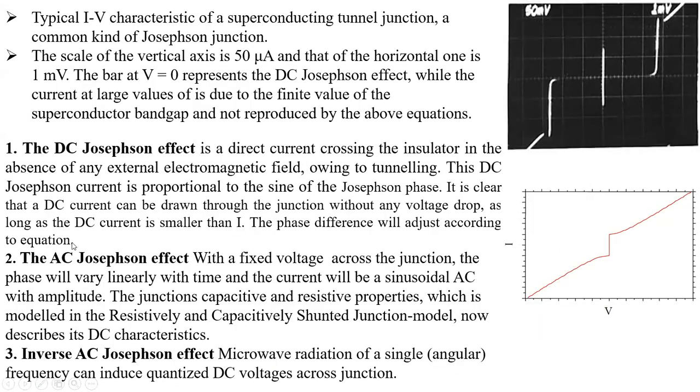The phase will vary linearly. It varies with the phase angle with time, and the current will be a sinusoidal AC with the amplitude. The junction's capacitive and resistive properties, which were modeled by several scientists based on their resistivity and capacitance, were shunted in the junction model, which now describes the DC characteristics.